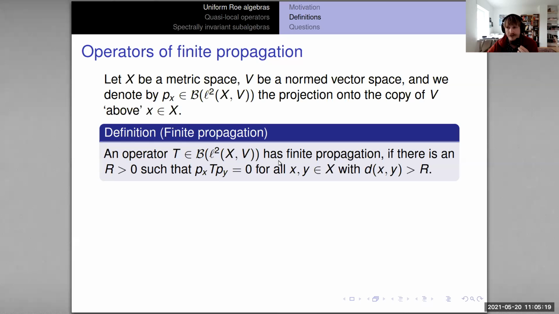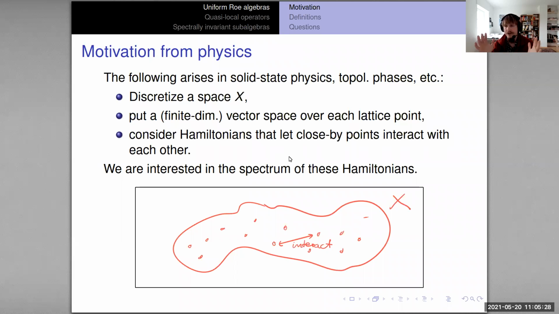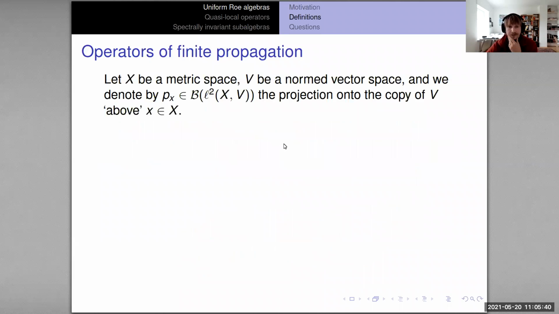So this is just a formalization of the physical fact here, if you say that there's a bound on the distance between points which interact with each other. So basically the operator T resembles this interaction, and finite propagation means that there's this bound on the distance of interacting particles.